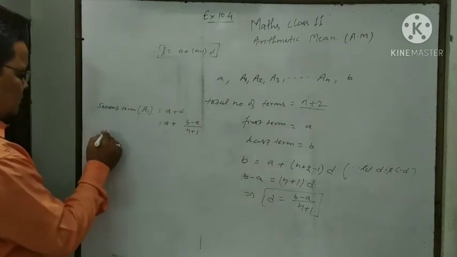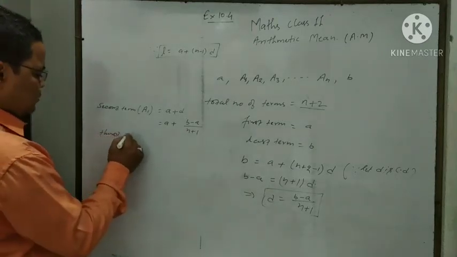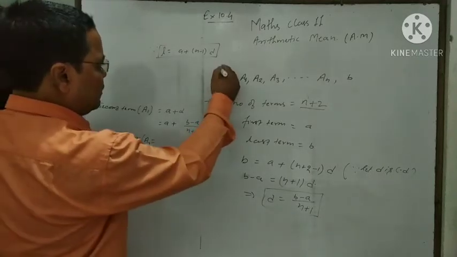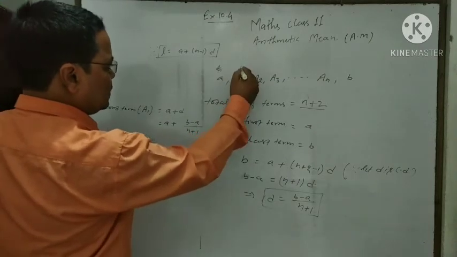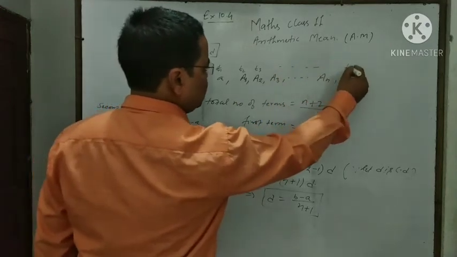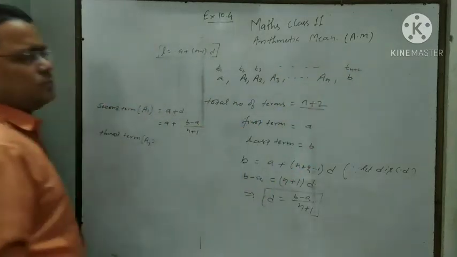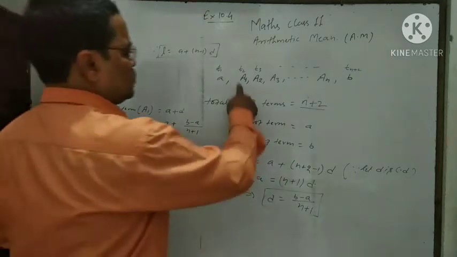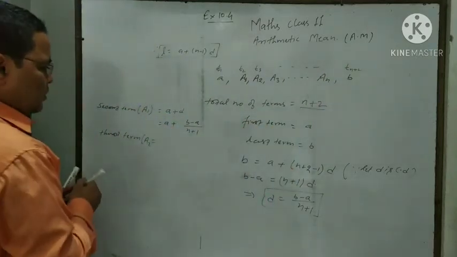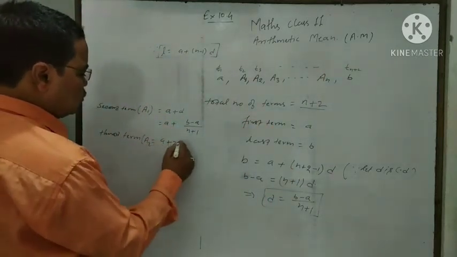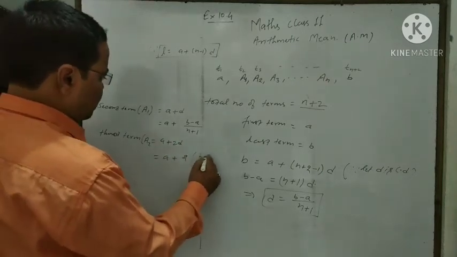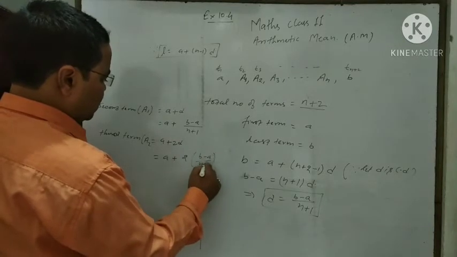Similarly the third term, which is a2. Here this is the first term, t1 we can write first term, t2 second term, t3 third term, and similarly it will be t(n plus 2), the last term, because total n plus 1 plus 1, it means total n plus 2 terms here. So the third term will be a plus 2d. Now a plus 2d means a plus 2 into b minus a upon n plus 1.